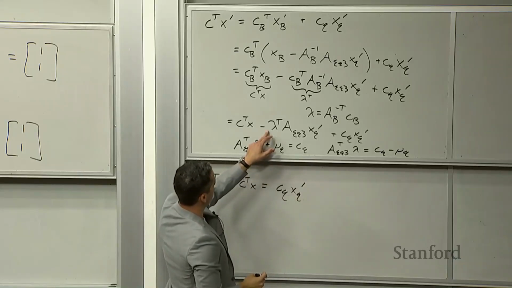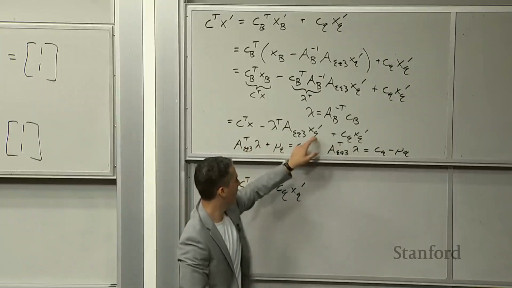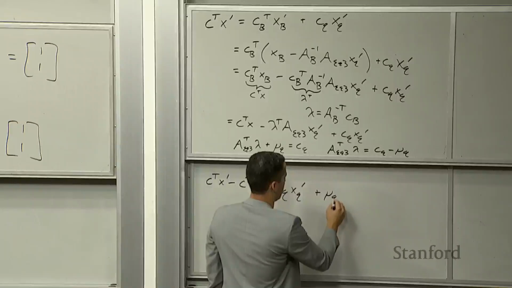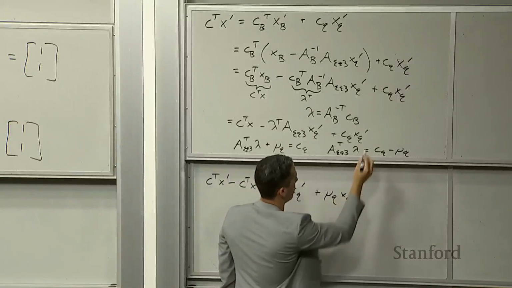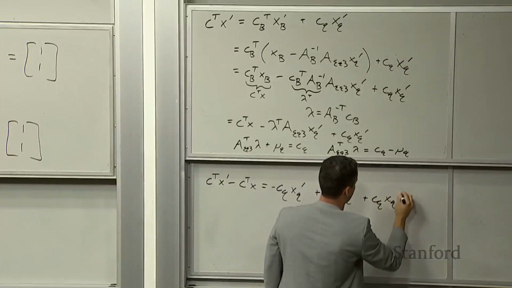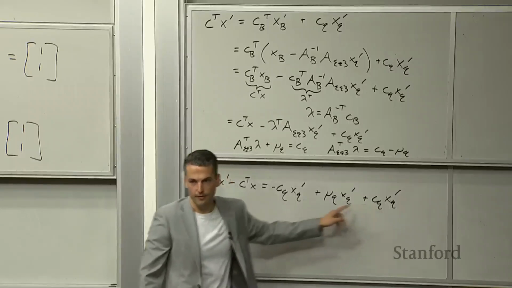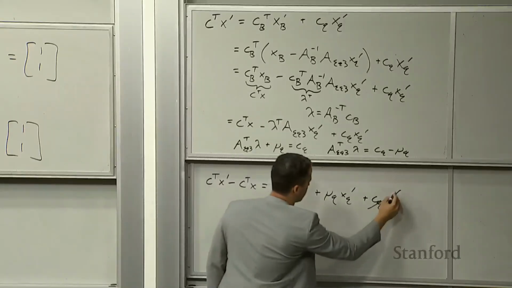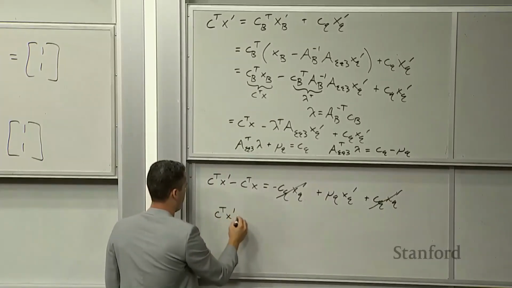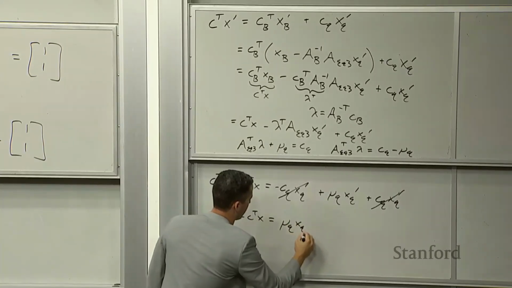And then this should be a negative CQ, right? Because we have this negative sign here. So negative CQ XQ prime plus now mu Q XQ prime. And then finally, we have this term here, plus CQ XQ prime. Okay, we're almost there. Now notice that these two terms are going to cancel out. So this will cancel out with this. And now we have the final result of C transpose X prime minus C transpose X equal to mu Q XQ prime.